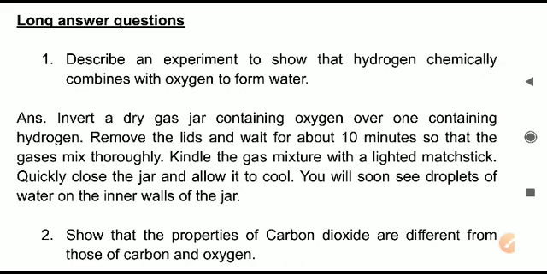Invert a dry gas jar containing oxygen over one containing hydrogen. You have to take two gas cylinders. One gas cylinder has oxygen, another has hydrogen. The oxygen gas cylinder we will keep inverted over the hydrogen. Inverted means we will turn it upside down and place the oxygen cylinder in the opposite manner over the hydrogen cylinder.